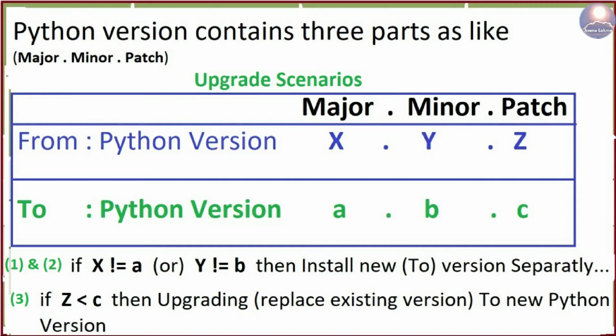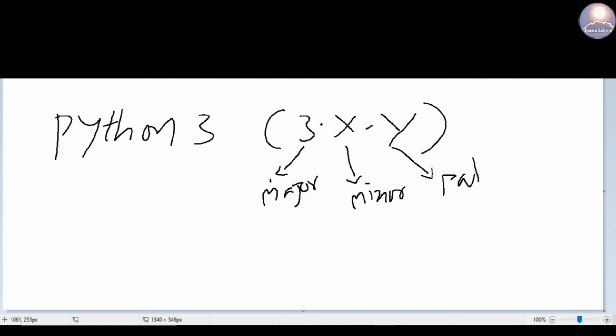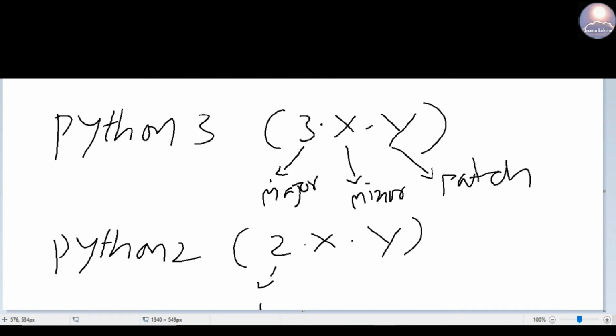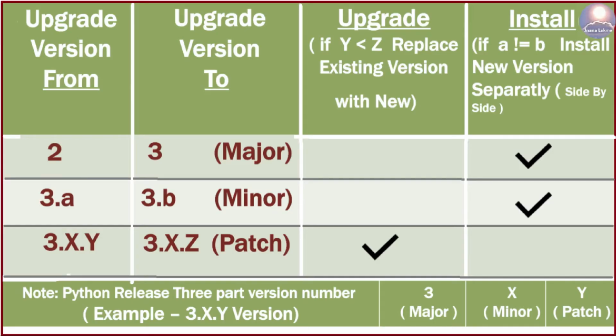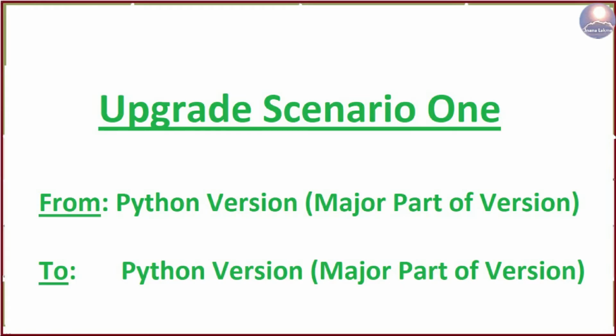For example, if the Python version is 3.x.y, we will call it Python 3. If the version number is 2.x.y, then we will call it Python 2. So the first part is the major, the second part is the minor, and the third part is the patch. So these are all the possible upgrade scenarios, as shown in the table. Okay, let us discuss the scenarios one by one.